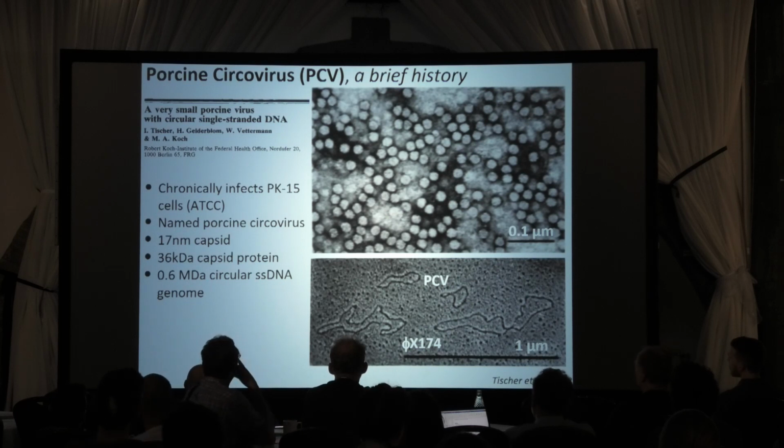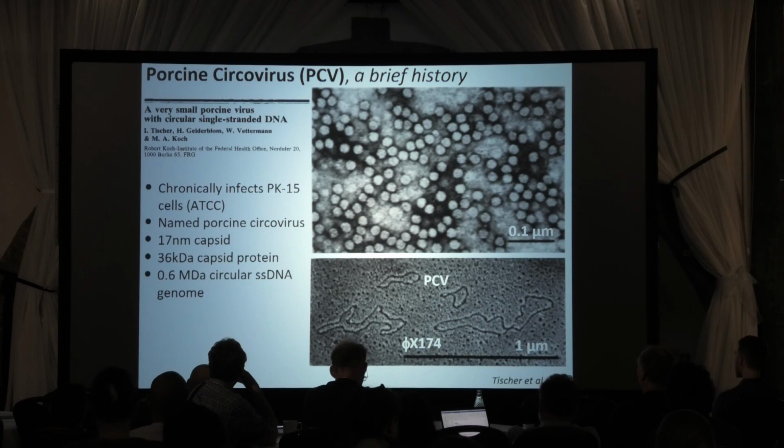So PCV, the first genotype, was identified back in the early 80s. It was found to be chronically infecting porcine kidney 15 cells, so it was named porcine circovirus. The capsids shown here above are about 17 nanometers in size. They ran SDS-PAGE on it and found that the major capsid protein was 36 kilodaltons. That's the only capsid protein.